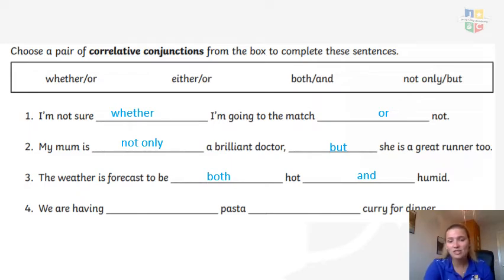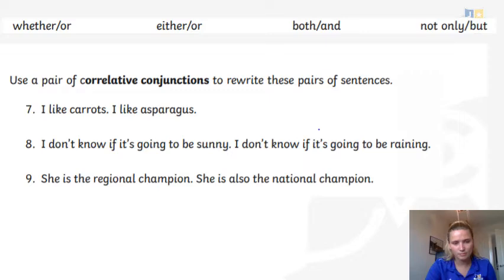And finally, we are having something pasta, something curry for dinner. So it's making a comparison here. So the correct one would be we are having either pasta or curry for dinner.